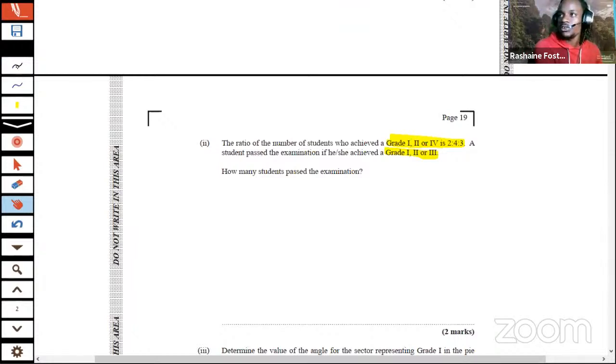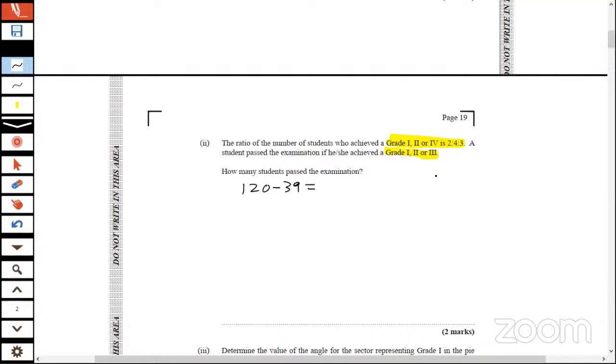If we want to get our answer, the first thing we need to do is figure out how many students got either a 1, 2, or 4. And how can we do that? We know the total amount of students, and we also know how many students got a grade 3. So the total is 120, and 39 students got a grade 3. Can you tell me how many students would have gotten either a grade 1, 2, or 4? Sir, 81.